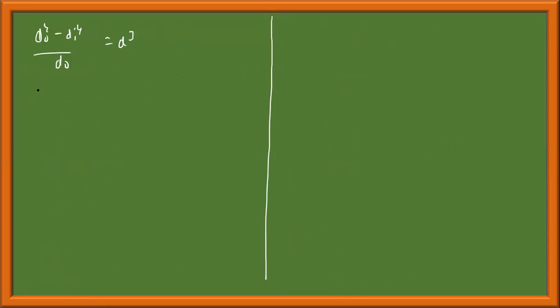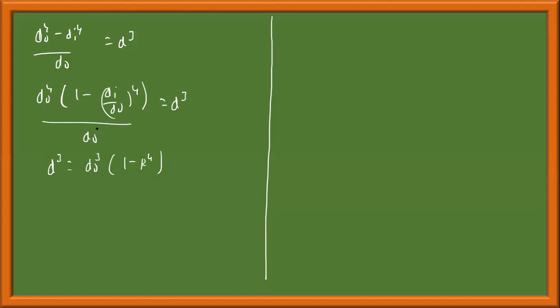I will take d naught power 4 common. d naught power 4 into 1 minus di by d naught the whole power 4 by d naught is equal to d cube, which is equal to d naught cube into 1 minus k power 4. This d naught and this will cancel. d is equal to d naught, sorry, d naught into 1 minus k power 4 the whole power 1 by 3.